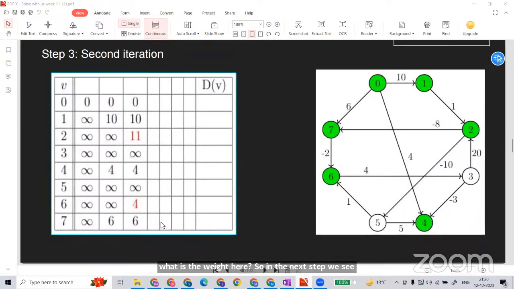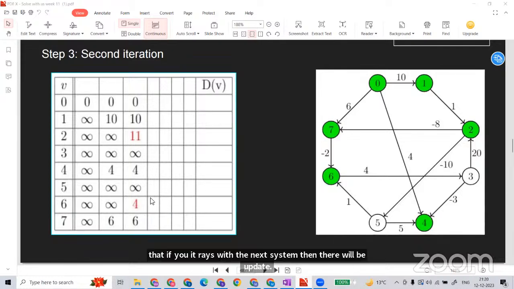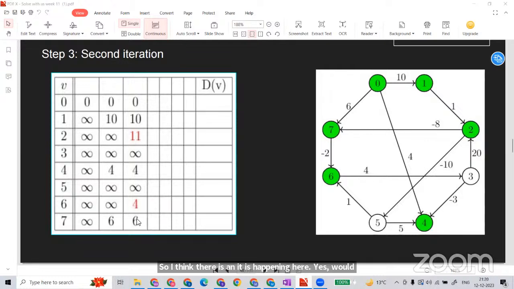So in the next step, if we iterate, there will be an update. I think there is an error happening here. Here it should be for 7, if it is going like this: 0 to 1, then 1 to 2, and then 2 to 7, then there will be an update. Another will slowly update here, like vertex 2. If we want to go from 0 to vertex 2, how can we reach 11? From 0 we can reach 6, and 6 minus 2 is 4.